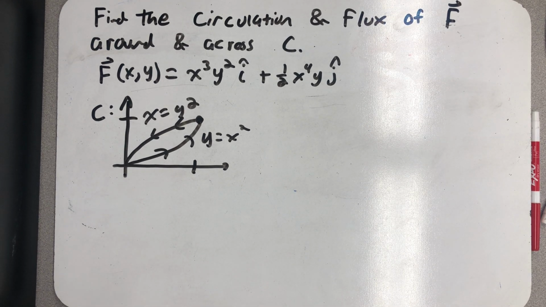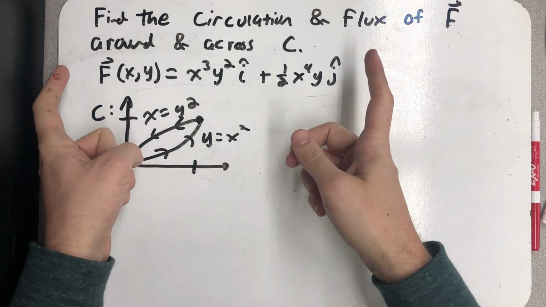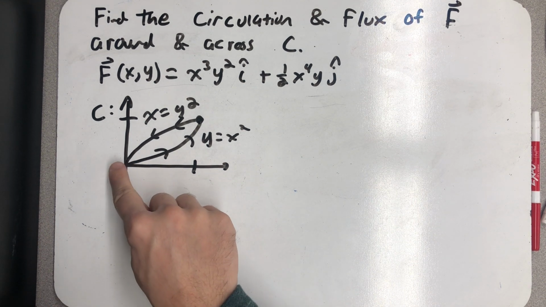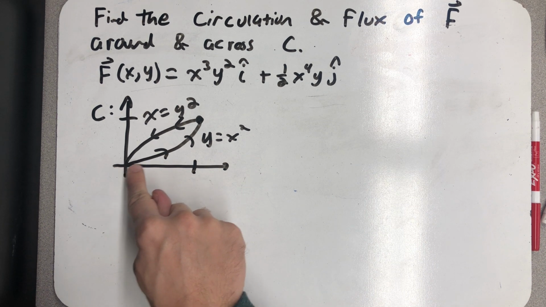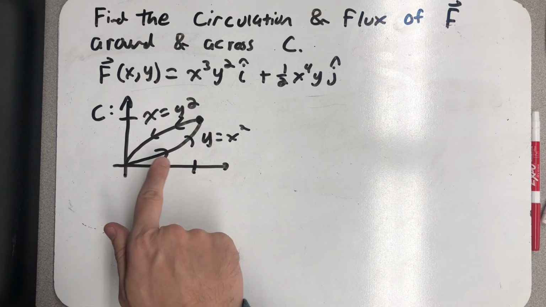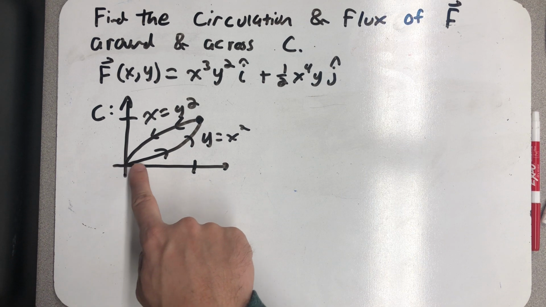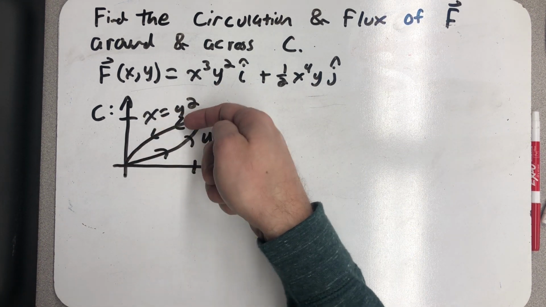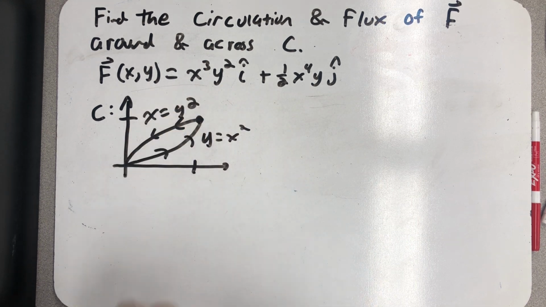Find the circulation and flux of F around and across C. I'm given a vector field F, x cubed y squared i plus 1/2 x to the 4th y j, and I see my path here in the plane where I travel counterclockwise around this kind of a loop. I start off on the parabola y equals x squared, travel from the origin to (1, 1), and then I travel back along the parabola x equals y squared from (1, 1) to the origin.